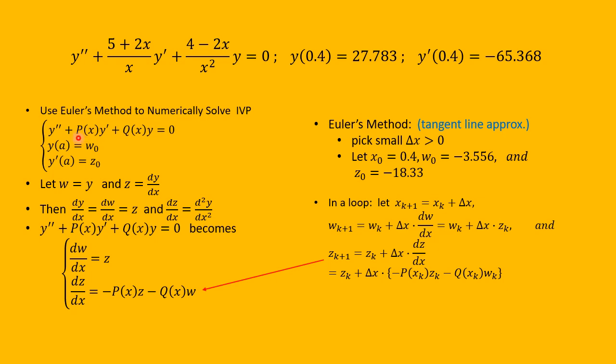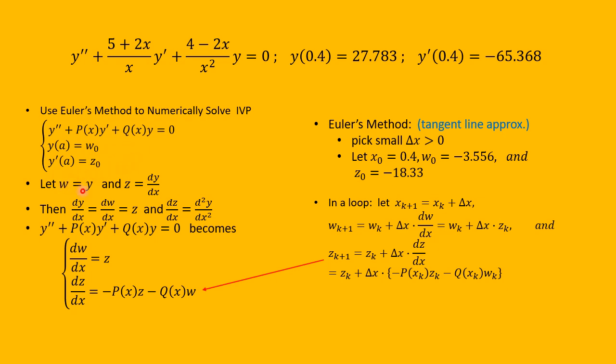Here, p of x is (5 + 2x)/x, and q of x is (4 - 2x)/x². So the program we're going to write is a little bit more general than just solving this equation. We want to be able to solve any equation of this form with given initial conditions. Now the rest will be very similar to what we did before.